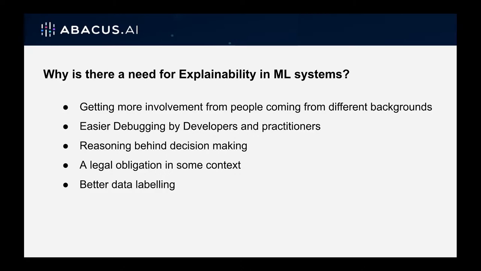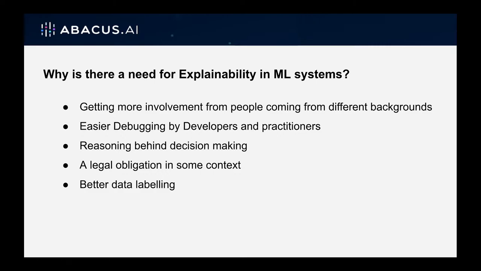First thing is that we all come from very different and diverse backgrounds, and that is particularly applicable to the world of machine learning, owing to the fact that it's getting involved in a lot of different domains. That's why it becomes very important to get people from other backgrounds to understand more and more of ML. So with that in mind, explainability in ML systems becomes even more important.